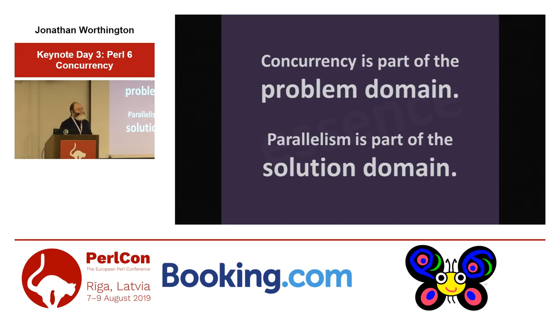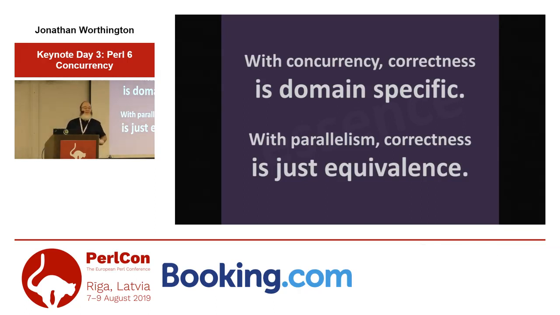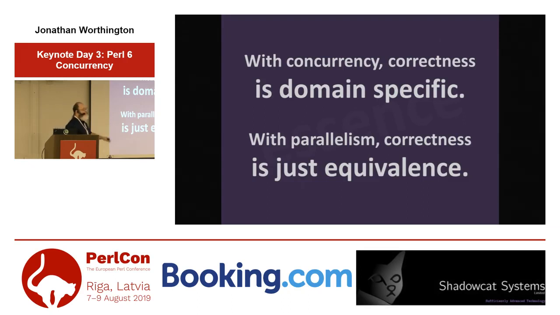They also have some quite different properties on correctness. Correctness with concurrency is horrible. It's domain specific. I can build something that looks very similar for two different systems in two different problem domains, and in one of them it can be a completely acceptable solution, and in another it can be a wildly wrong solution. Simply because it's the requirements on the system that determine whether it's correct. With parallelism, it's much easier.